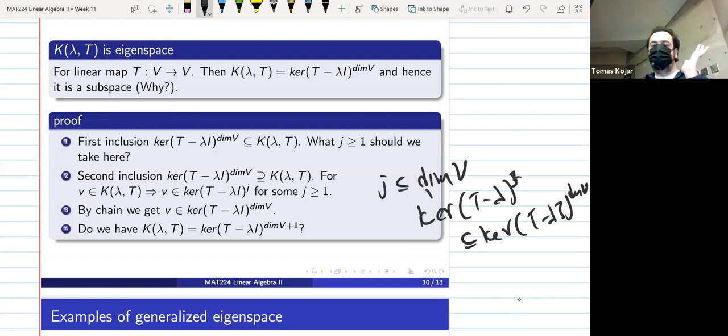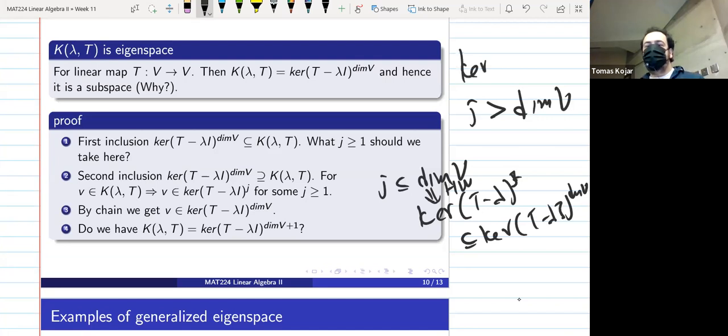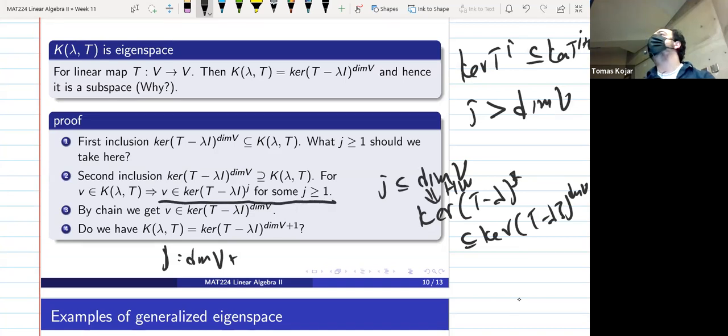That's homework. That's just the homework. But what if J is bigger than dim V? Then you cannot use the homework, because the homework says kernel of T^i is inside kernel of T^(i+1). But here I'm saying, what if J is dim V plus two, or plus one? It says for some J bigger than one. It doesn't say J has to be less than dim V.